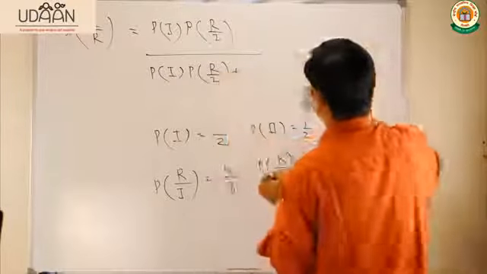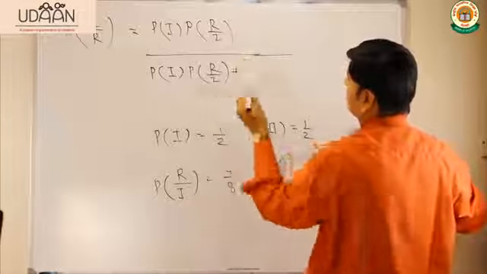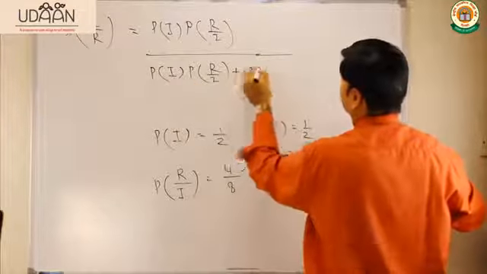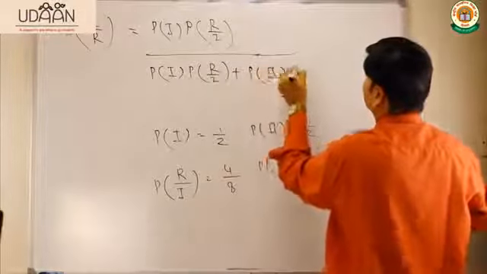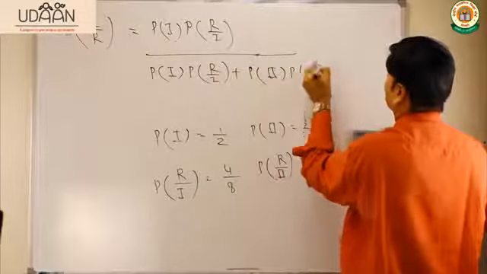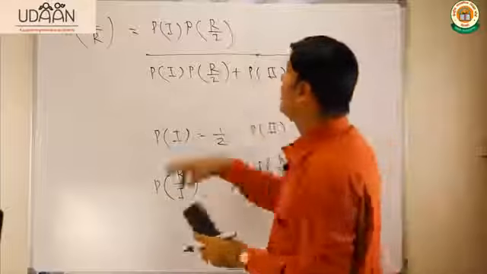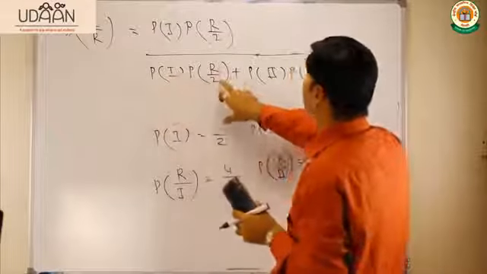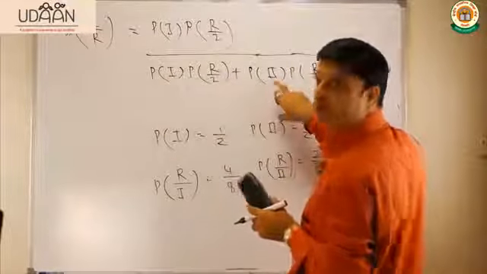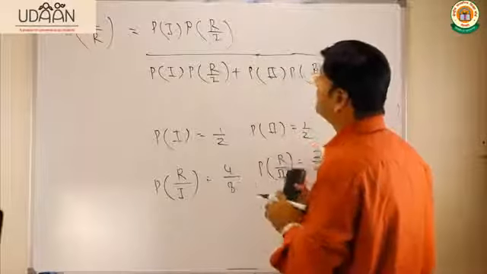The way I am telling you, so you can write the formula without learning it. Just by thinking, you can tell me. You see the denominator, where I have written P of 1 into P of R upon 1 plus P of 2 into P of R upon 2.